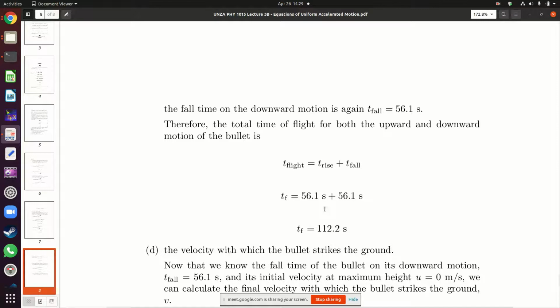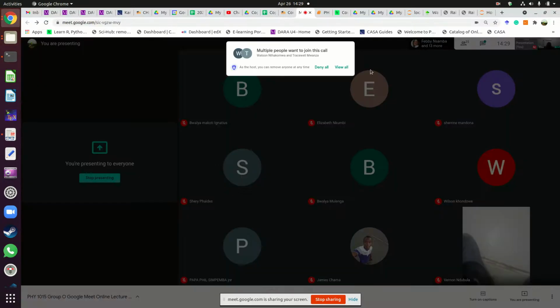This is going to give us a flight time of 112.2 seconds. So this is how much time the bullet would have been in the air. Are we clear? That's how much time the bullet would have been in the air. 112.2 seconds. Any questions?